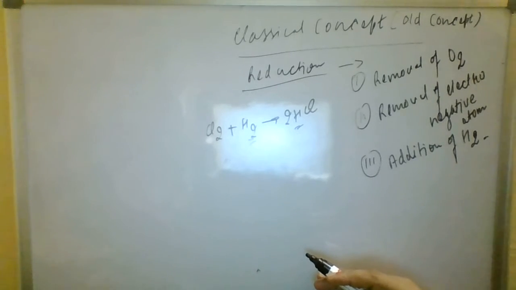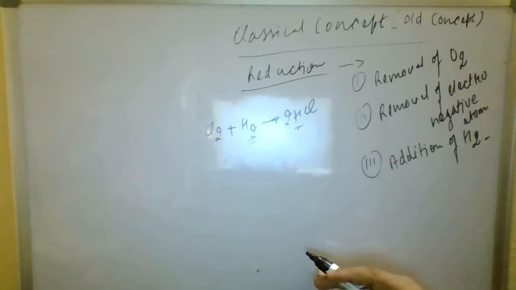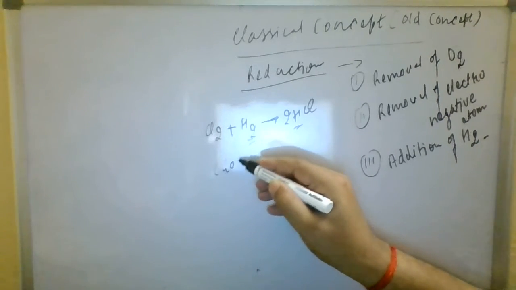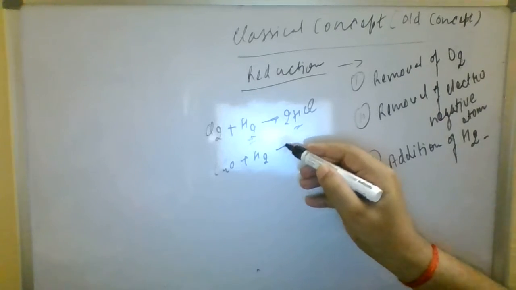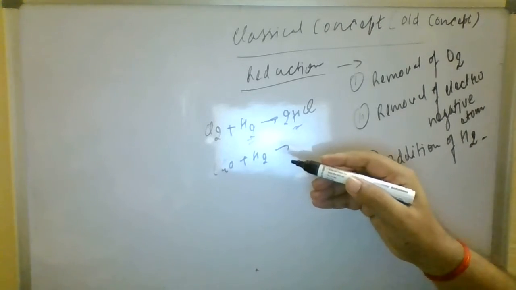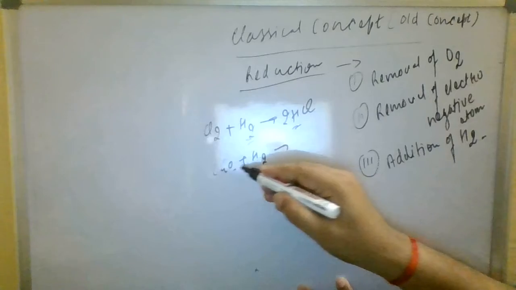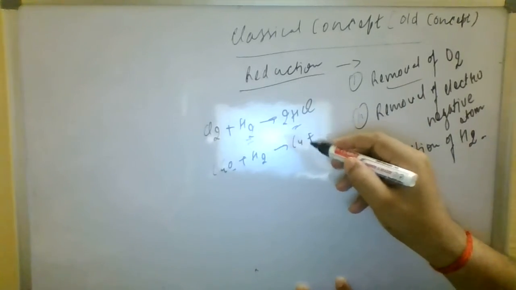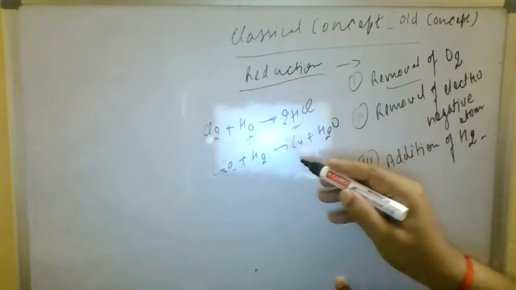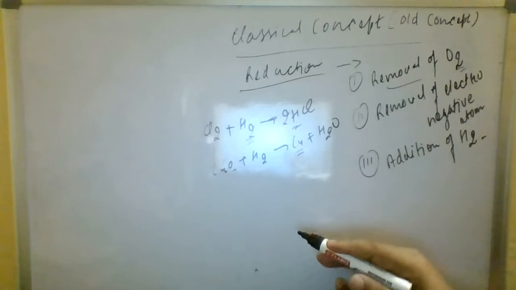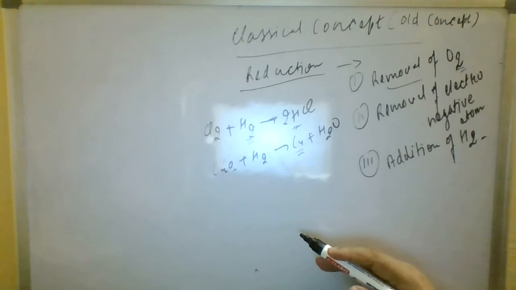And if you go for some more examples, suppose we have CuO plus H2, and this reaction is also a type of redox reaction in which the oxygen is getting removed. So removal of oxygen takes place. Cu plus it gives H2O. So it is also an example of a redox reaction.